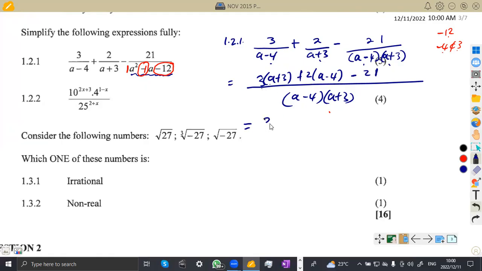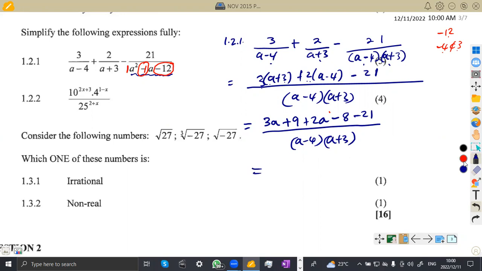3 times a, that is 3a. 3 times 3, that is 9. 2 times a, that is 2a. 2 times minus 4, that is minus 8. Then you've got negative 21. Do not expand the brackets, just leave them as they are in the denominator there.